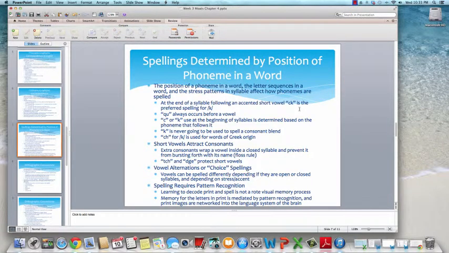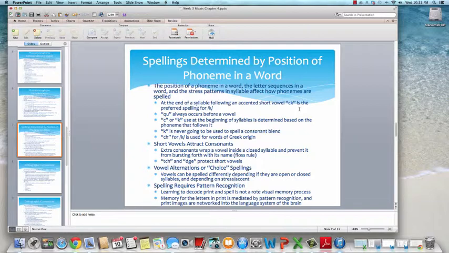Okay, so we do have spellings that are determined by the position of a phoneme in a word. We're moving on from word origin and from the direct phoneme-grapheme correspondence. So the position of the phoneme in the word, the letter sequences in a word, and the stress patterns in a syllable affect how phonemes are spelled. For instance, at the end of a syllable following an accented short vowel, CK is the preferred spelling for K. We know after the short vowel we use the CK spelling.